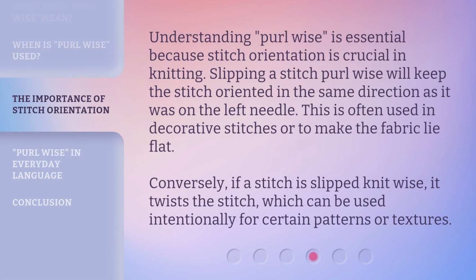Understanding purl-wise is essential because stitch orientation is crucial in knitting. Slipping a stitch purl-wise will keep the stitch oriented in the same direction as it was on the left needle. This is often used in decorative stitches or to make the fabric lie flat. Conversely, if a stitch is slipped knit-wise, it twists the stitch, which can be used intentionally for certain patterns or textures.